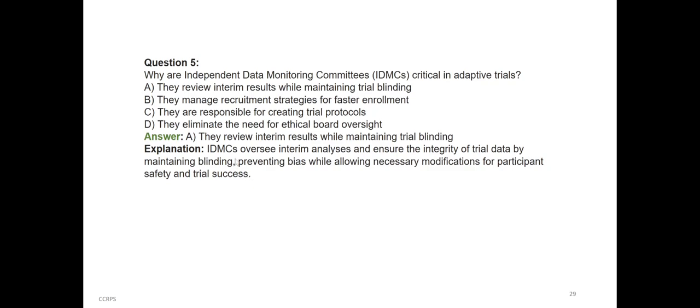So the independent data monitoring committees, IDMCs for short, oversee interim analysis and ensure the integrity of trial data by maintaining blinding or masking, preventing bias and errors while allowing necessary modifications for participant safety and trial success.